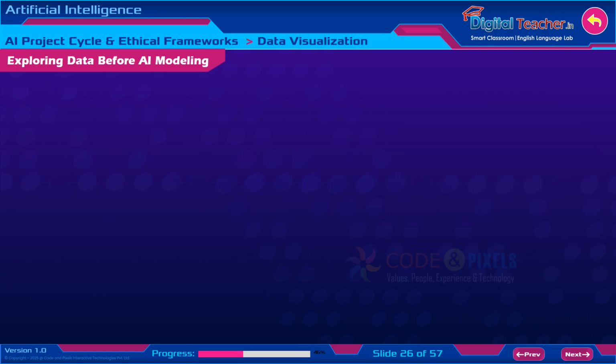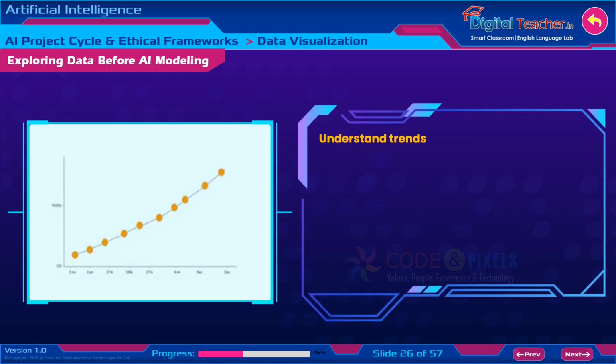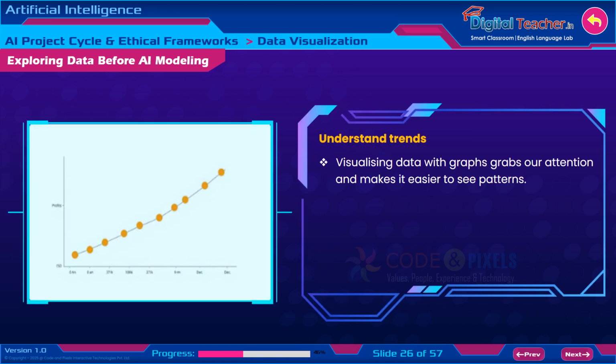Why do we need to explore and visualize data before using it in an artificial intelligence model? Understand trends. Visualizing data with graphs grabs our attention and makes it easier to see patterns. Numbers alone can be hard to understand, but a chart helps us see trends quickly.